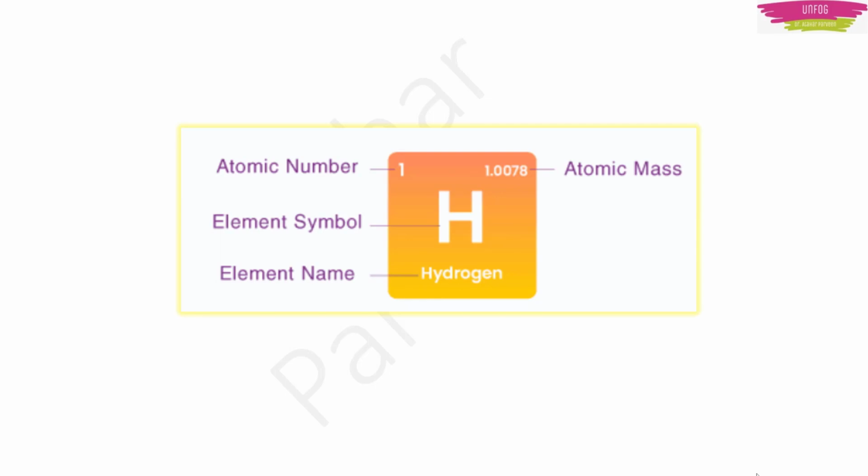What is atomic mass? It is nothing but the mass number of an atom. That means the total sum of the number of protons and neutrons present in the nucleus of that atom. We have 118 elements in the periodic table.